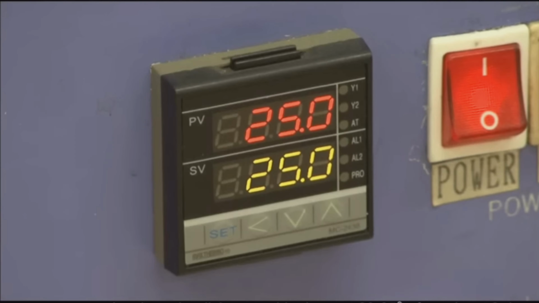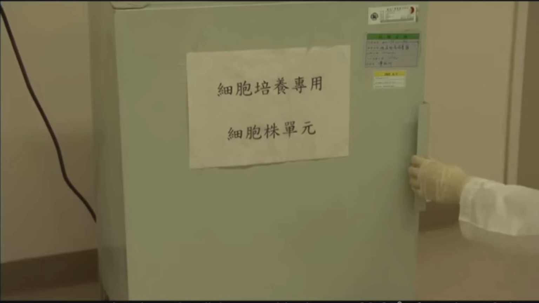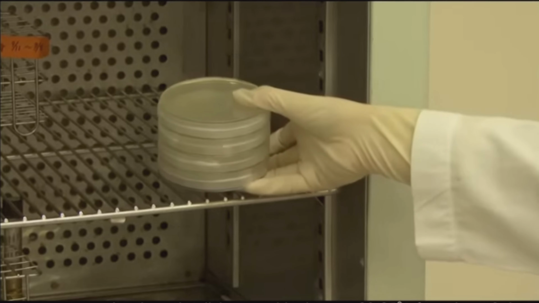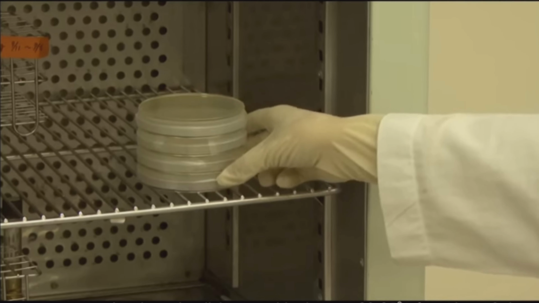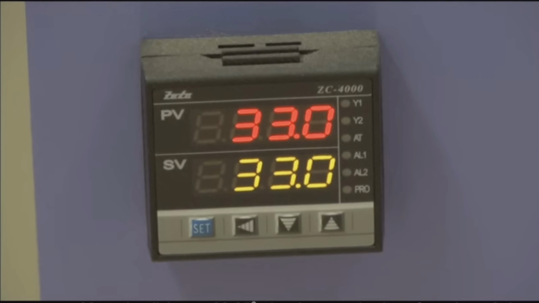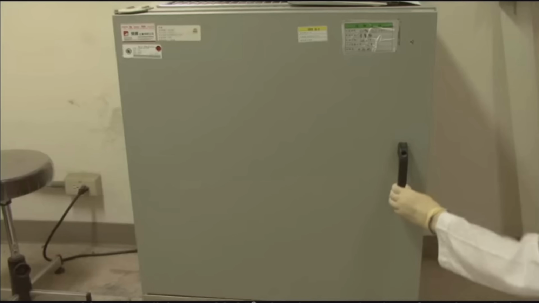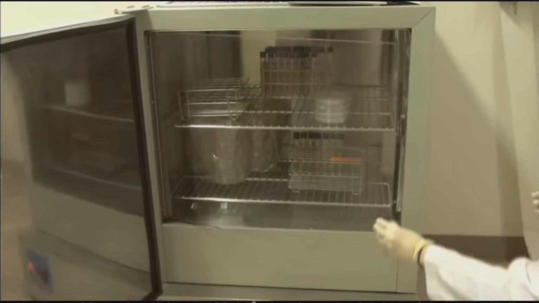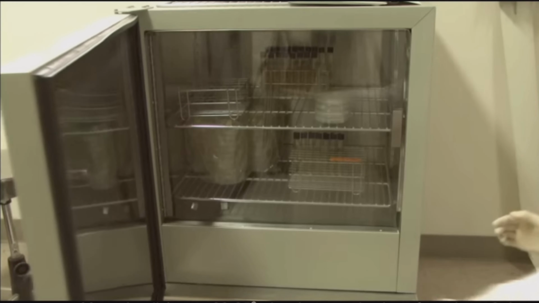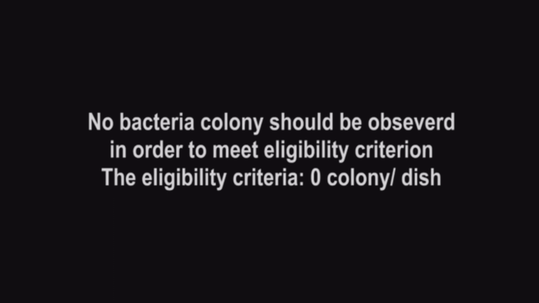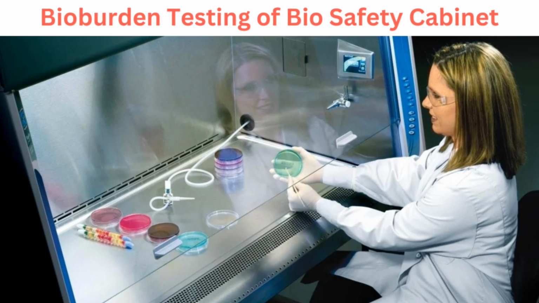All these culture dishes are now to be incubated in an upside-down condition at 25 degrees Celsius for at least 3 days. Observe and record any bacterial colony on the agar plates. Move the dishes to a 30 to 35 degrees Celsius incubator and culture for at least 2 more days. Observe and record any bacterial colony on the agar plates. No bacterial colony should be observed in order to meet the eligibility criteria.